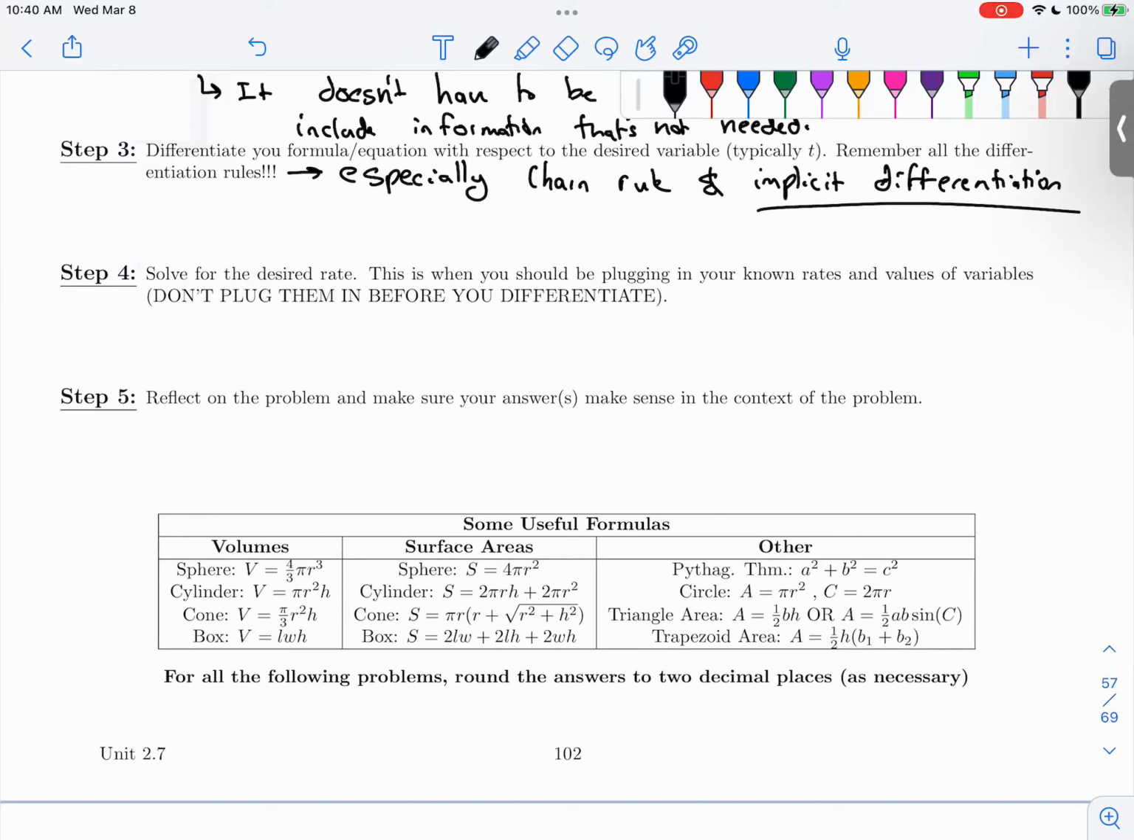Surface area of the sphere is 4 pi r squared. Cylinder, 2 pi r h plus 2 pi r squared. Cone, that's like the weirdest one: pi r times r. So for these ones, you don't need to memorize these formulas. I will provide them.